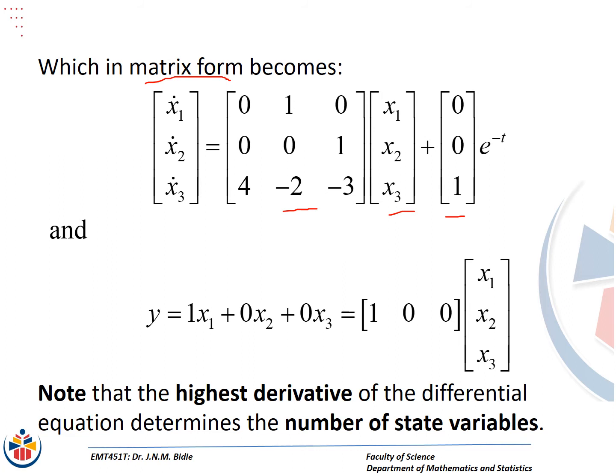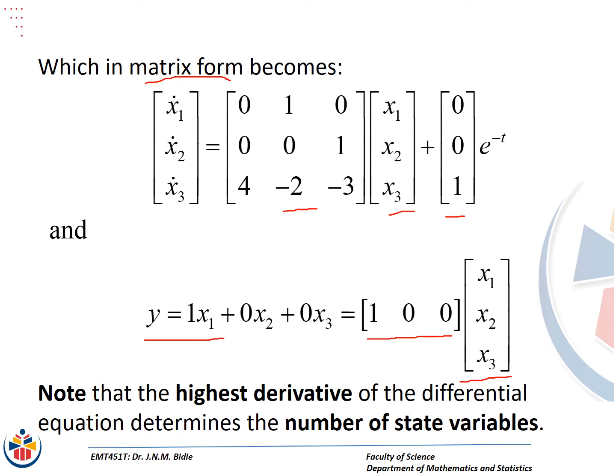Then we go to the very first equation, which was y is equal to x1. And note that there must be three variables. So that means it's 0x2 and 0x3. Write it in matrix format. So it means it must be having 1, 0, 0, multiplying x1, x2, x3, which is our state variables in the state vector.